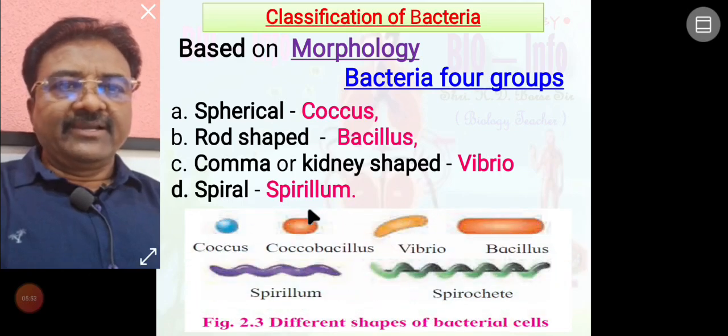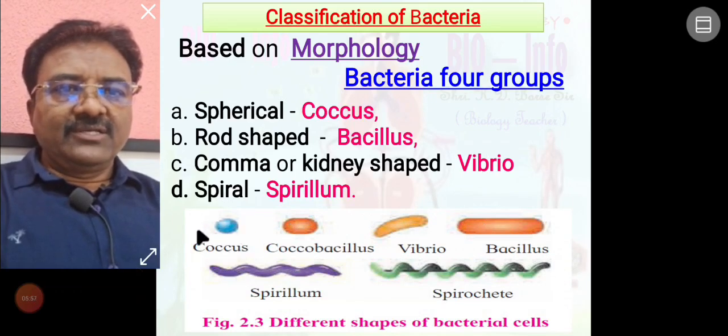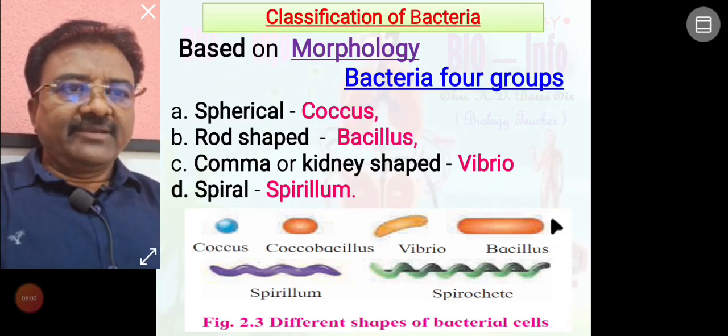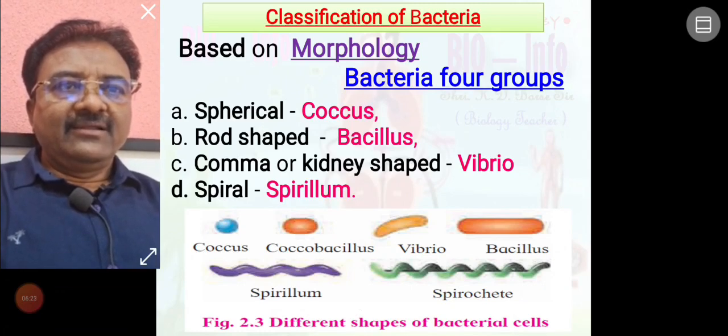See in here diagrammatic representation. This one is coccus, spherical shape, rod shape bacillus bacteria, comma kidney shape vibrio bacteria, and spiral shape bacteria spirillum. So noted here different 4 types of bacteria on the basis of morphology.